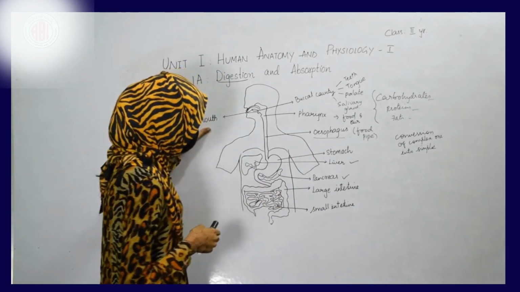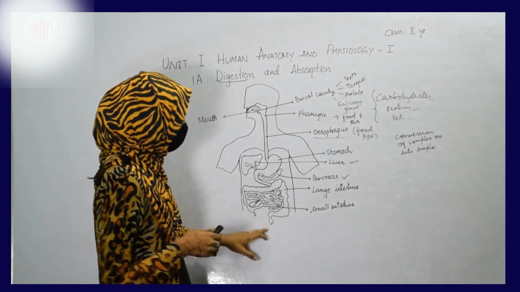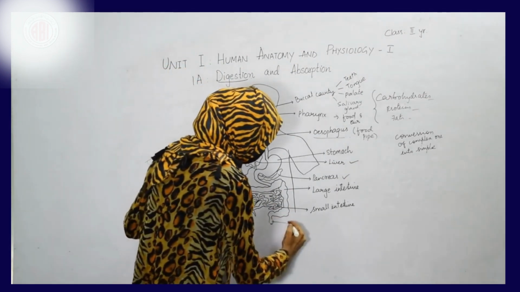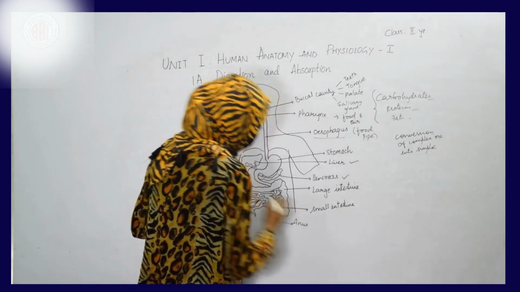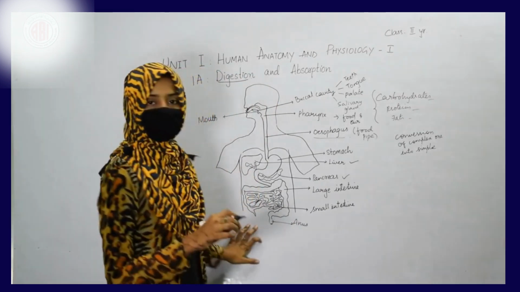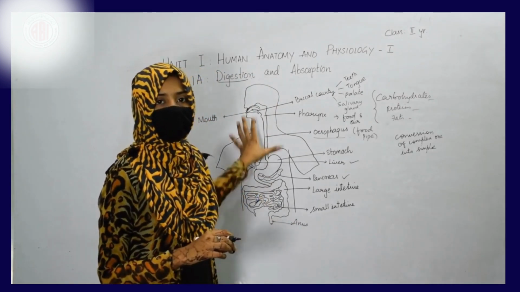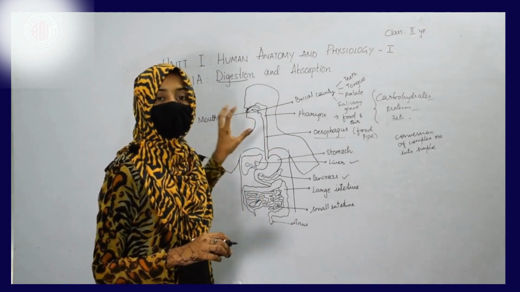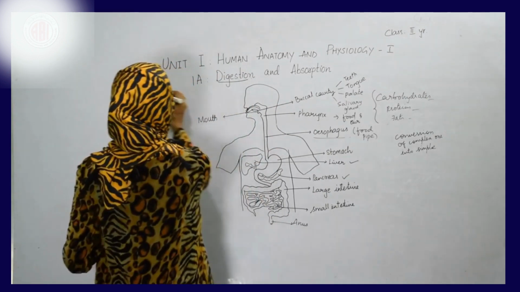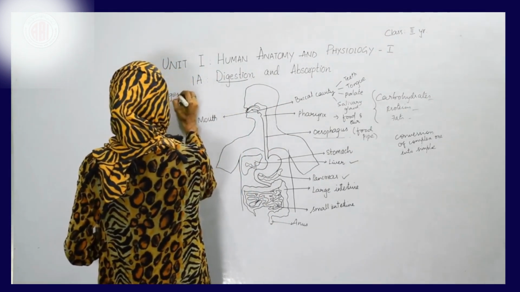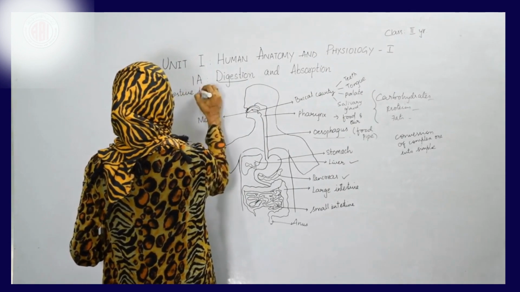The anterior opening is the mouth, and the posterior opening is the anus in our digestive system. From the mouth till the anus, all the parts are included, and this tract is called the digestive tract, or we can call it an alimentary canal.